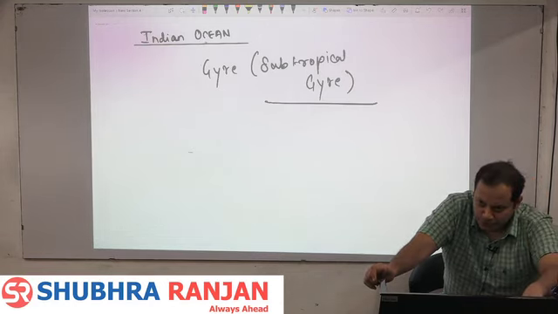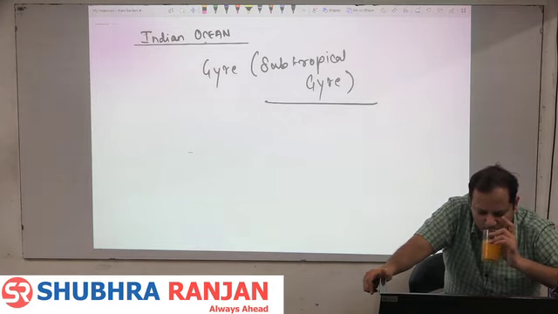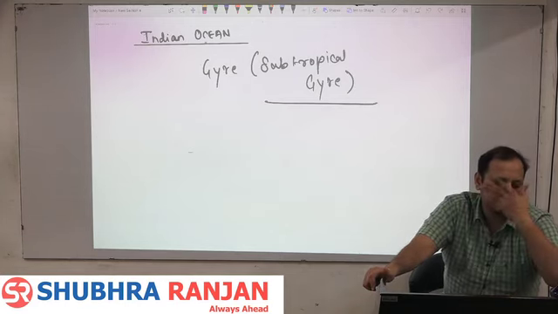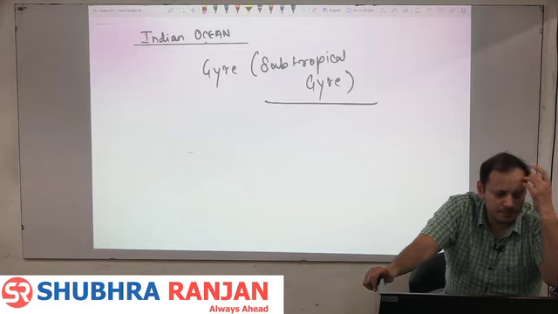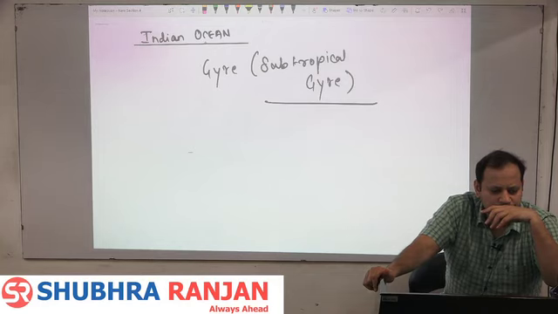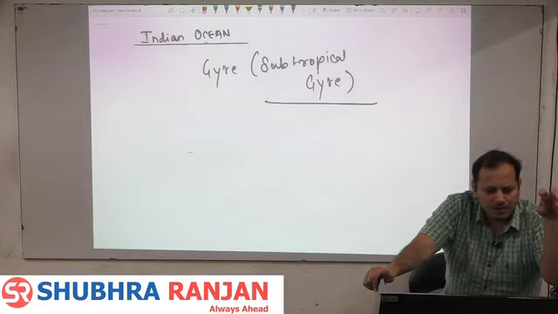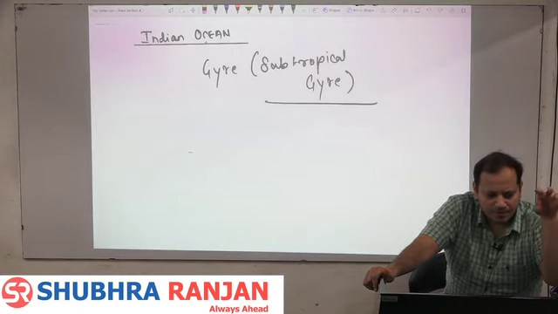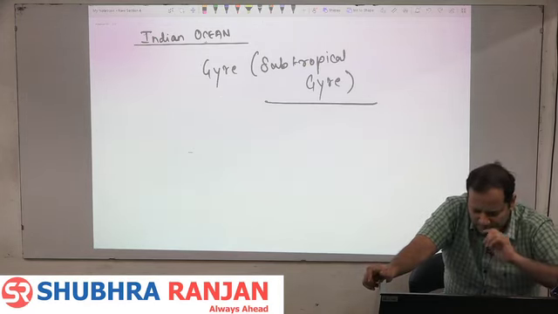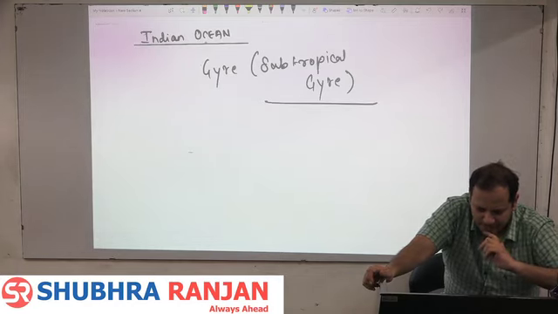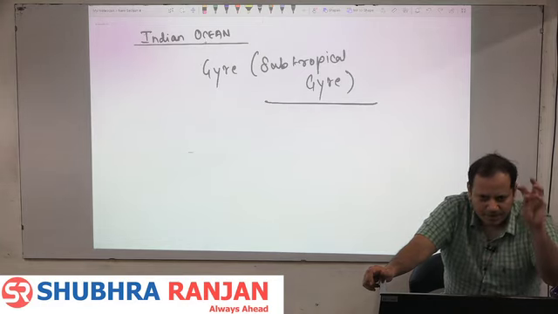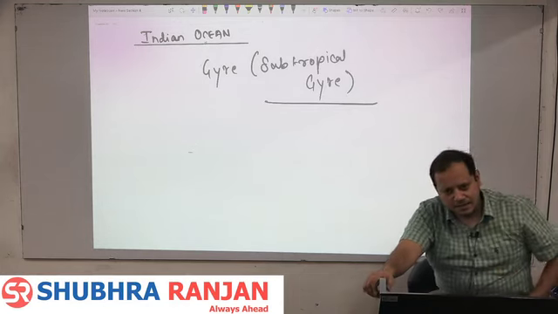Next point. Out of numerous factors forming the ocean currents, density differences due to temperature gradient, understanding temperature gradient मतलब cold and warm current is absent.